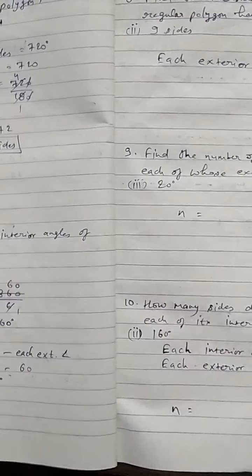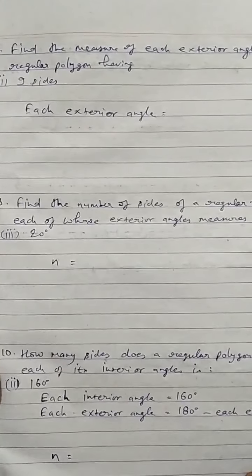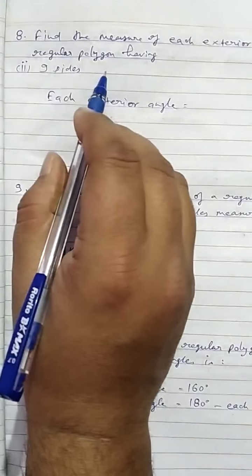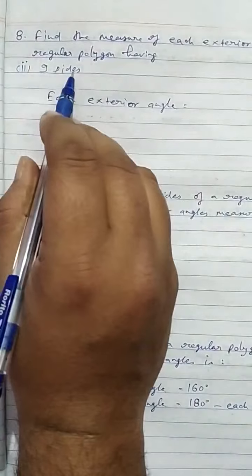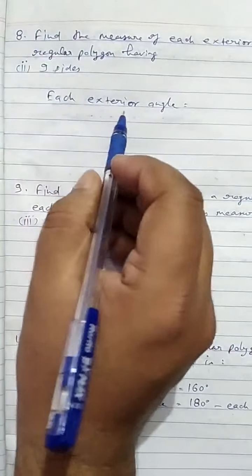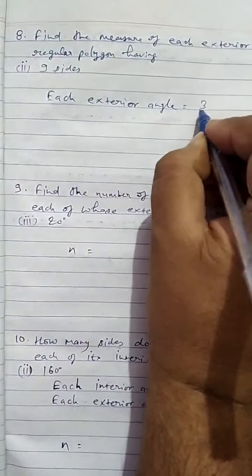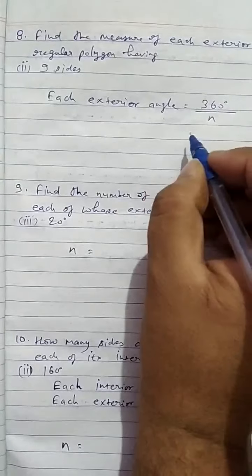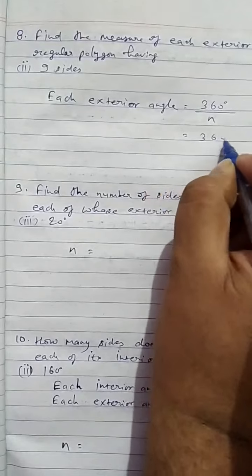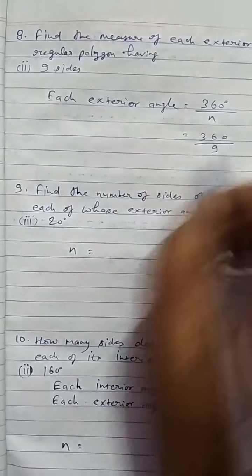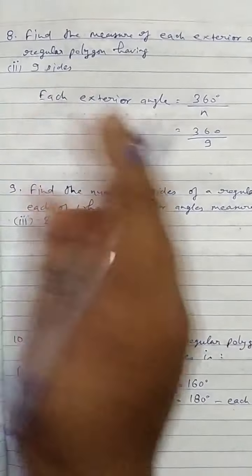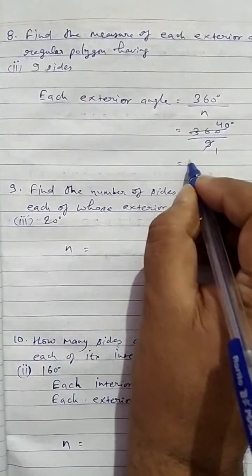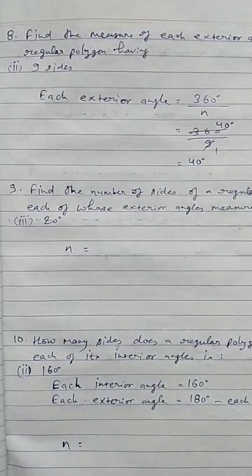Next is number 8. Find the measure of each exterior angle of a regular polygon having 9 sides. So the formula for each exterior angle is 360 degrees upon n. 360 upon 9, the value of n is 9. 9 ones are 9, 9 fours are 36 and 0. So your answer is 40 degrees.